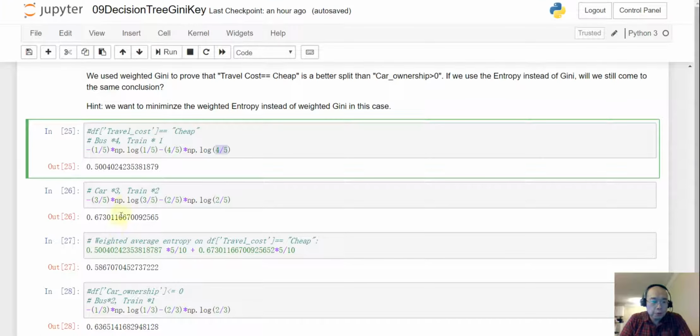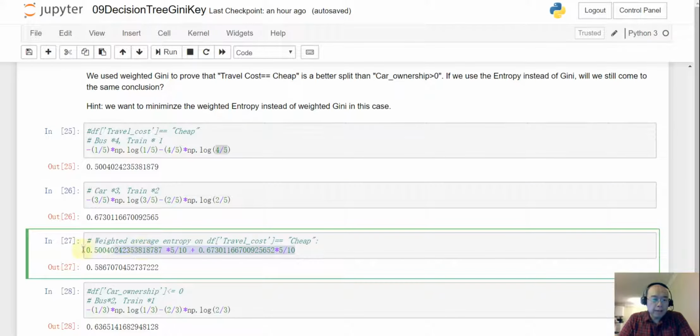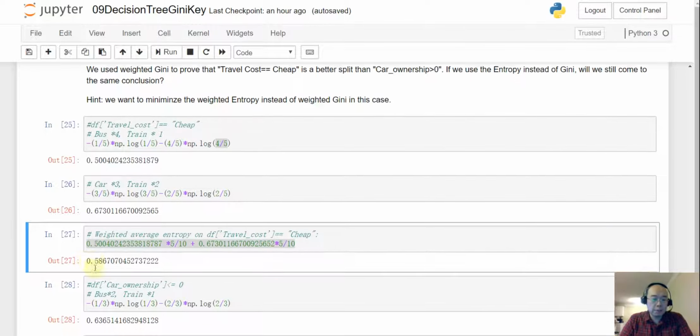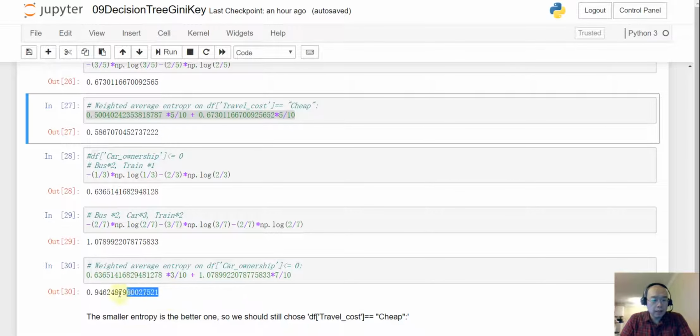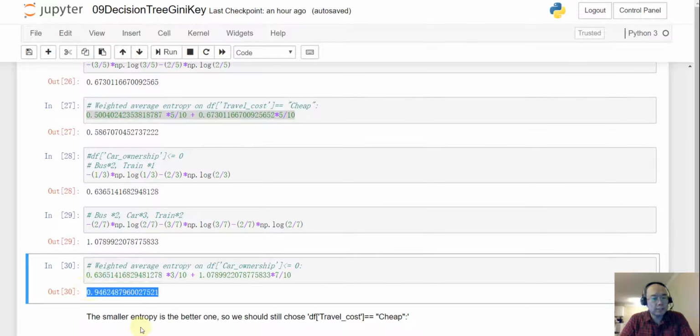And if we want to do the next one, that is 3 divided by 5 times log 3 divided by 5, and then 2 divided by 5 times log 2 divided by 5. So they are the entropy of those two nodes. And after that, we want to do a weighted average. So that is the weighted average of the first split. And we do the same thing, and this is the weighted average for the second split.